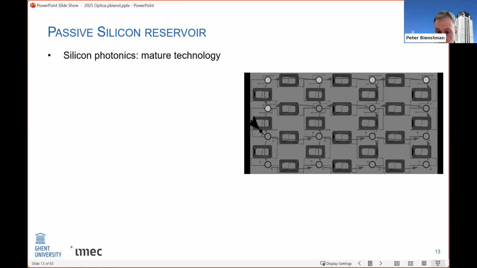So it's a very simple thing to build in silicon photonics, a mature technology. The only thing you basically need is splitters, combiners, and waveguides.